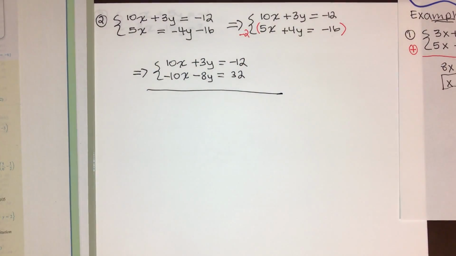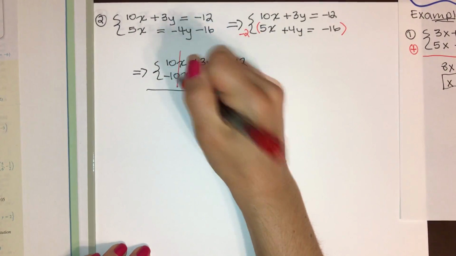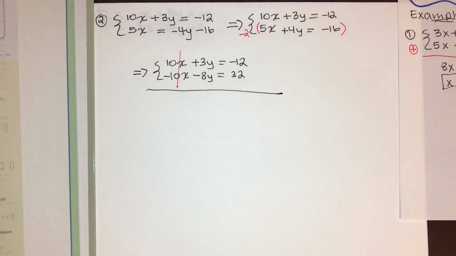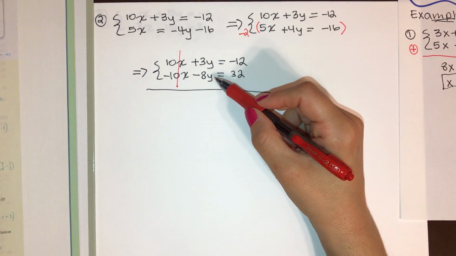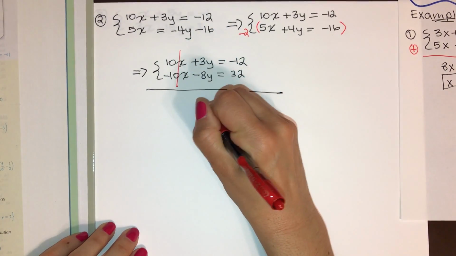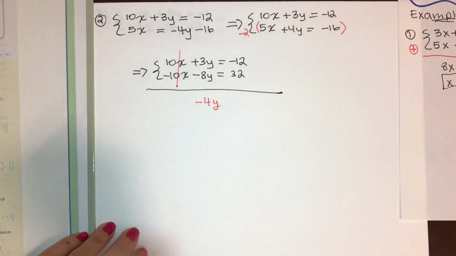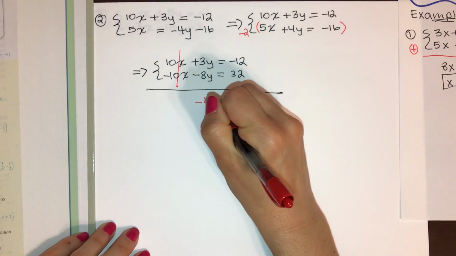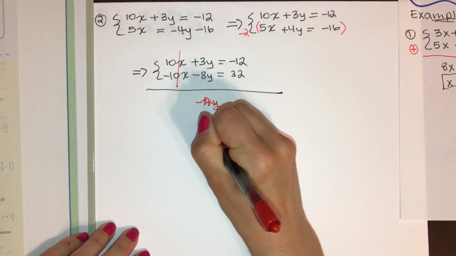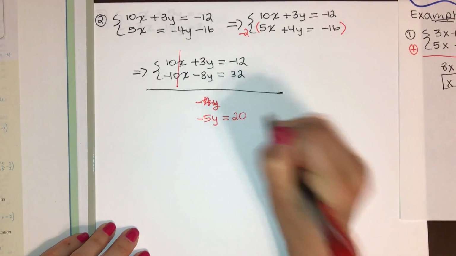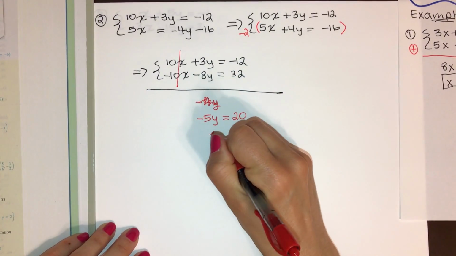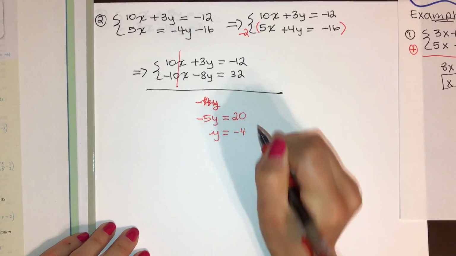So now I can add, and when we add, we get 10x minus 10x is 0, and then we subtract our y terms, and that's going to give us -5y. -5y is equal to 20. And then from here, we divide, we get that y is equal to -4.